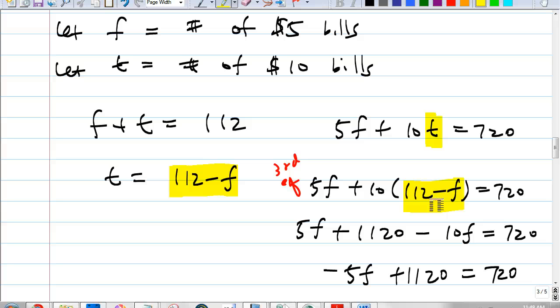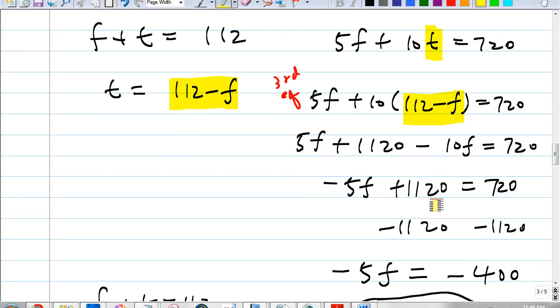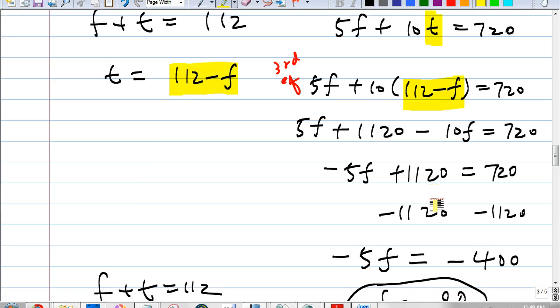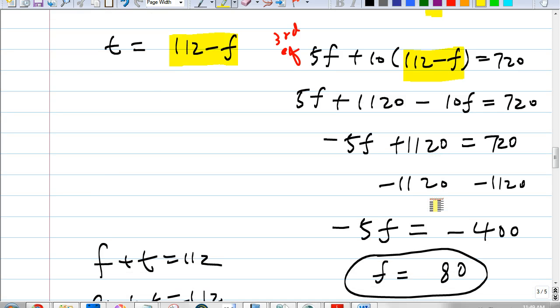Gather the F's together, I got negative 5F plus 1120 equals 720. Then what? Subtract 1120 from both sides. Then I get negative 5F equals negative 400. How many people got F equals 80? Good. Now if you didn't, ask me a question. Do you guys see how I got F equals 80?